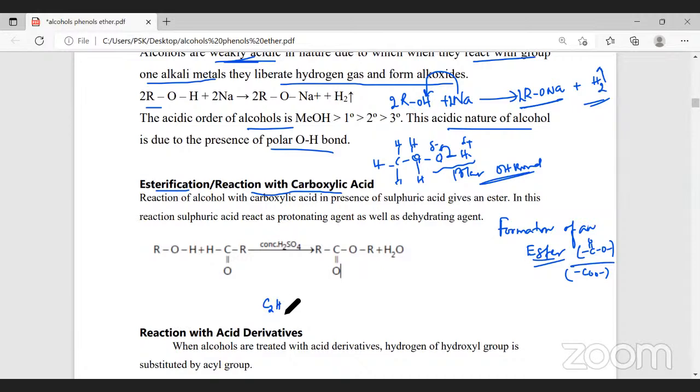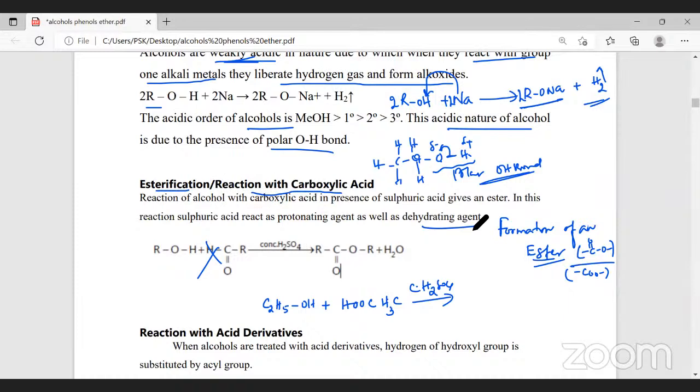The general reaction is here. We will take ethanol. This ethanol, when it is treated with carboxylic acid, we can write a specific carboxylic acid, acetic acid, CH3COOH, in the presence of concentrated sulfuric acid. This concentrated sulfuric acid is a dehydrating agent.